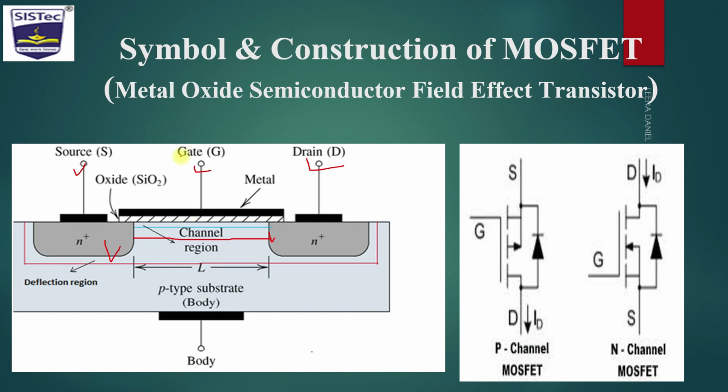For that condition, we have to apply a negative voltage to the gate. Means if we use an N type substrate or P channel here, for that we have to apply a negative voltage to the gate. So this is the construction and working of the MOSFET.